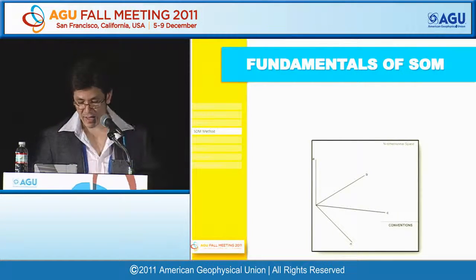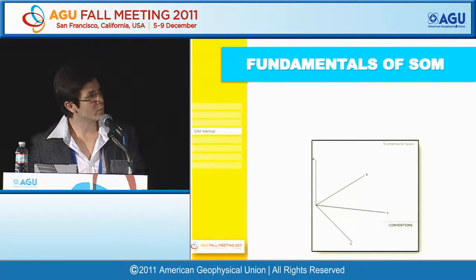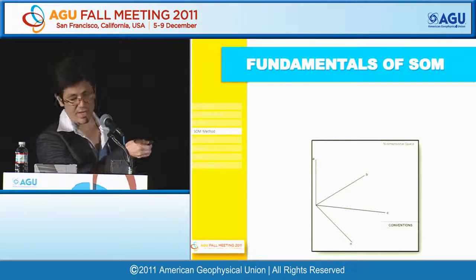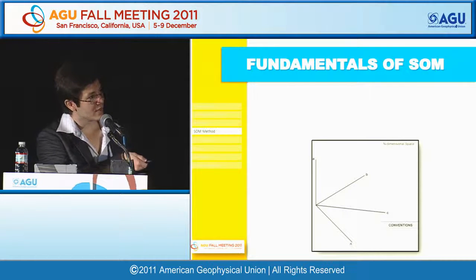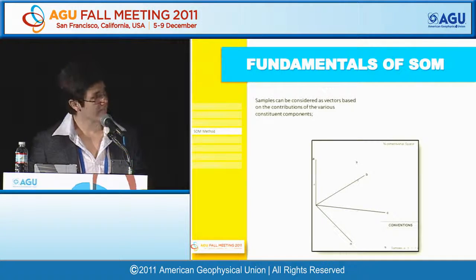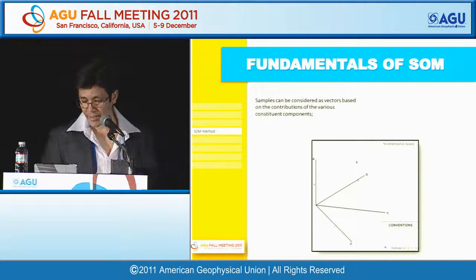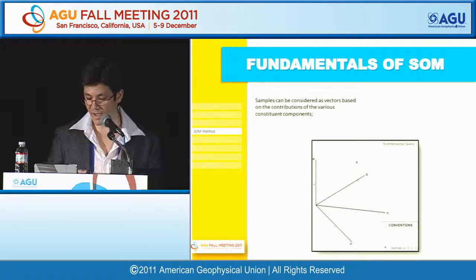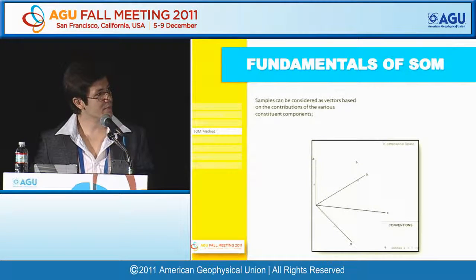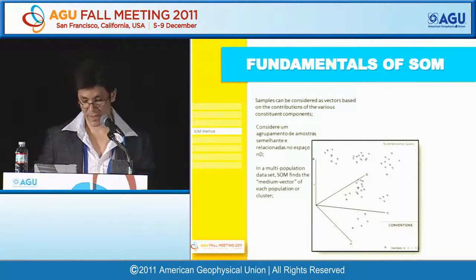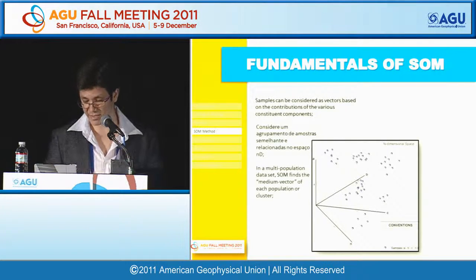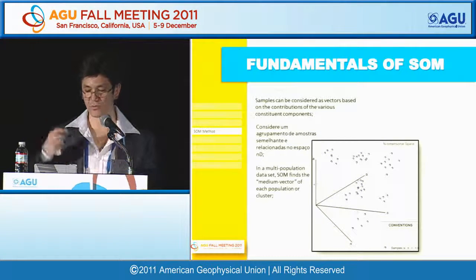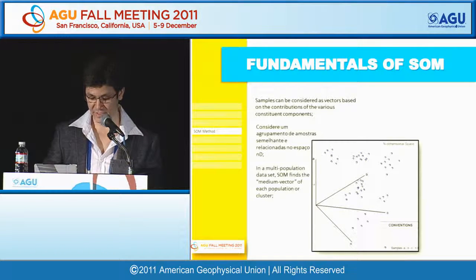The fundamentals of SOM. If we consider a multidimensional space that we are representing here, each sample or pixel of each variable can be a vector in this space. If we consider all the pixels of the database as samples, we will have groups of samples which can be related to the variable's characteristics.